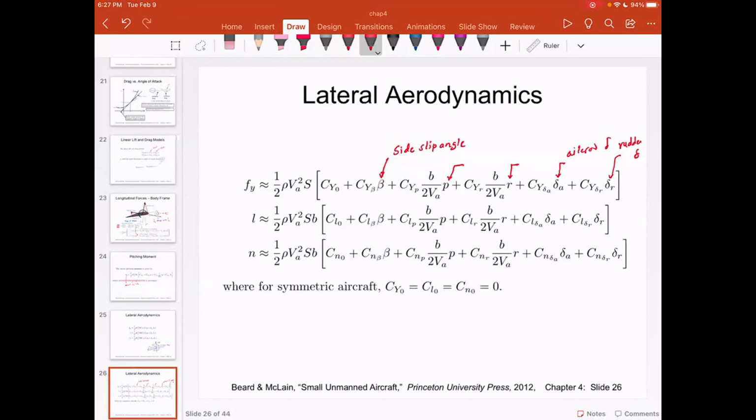And if you look at what is P, P is nothing but the roll rate, and R is nothing but the yaw rate. P is about X body and R is about Z body.